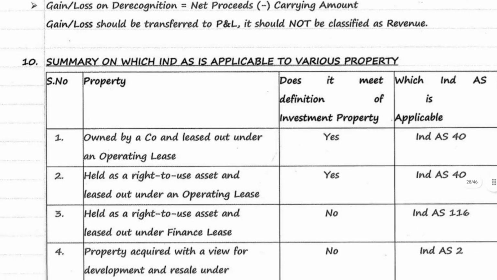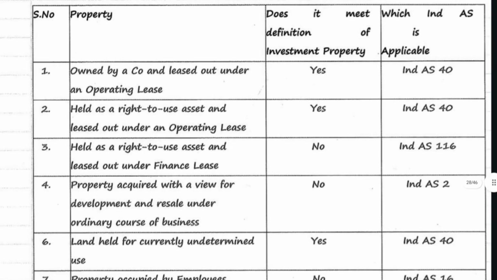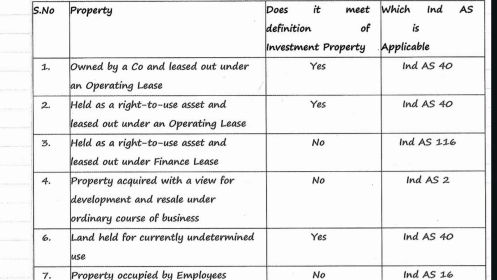Summary of which Ind AS is applicable to various properties. First one, property owned by a company and leased out under an operating lease. Does it meet the definition of investment property? Answer is yes. So which Ind AS is applicable? Ind AS 40 is applicable. Next, property held as a right-of-use asset and leased out under an operating lease. Does it meet the definition of investment property? Answer is yes. Which Ind AS is applicable? Ind AS 40 is applicable.